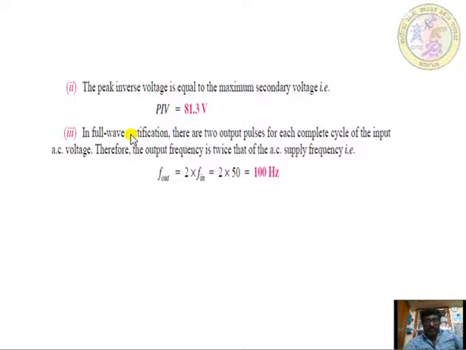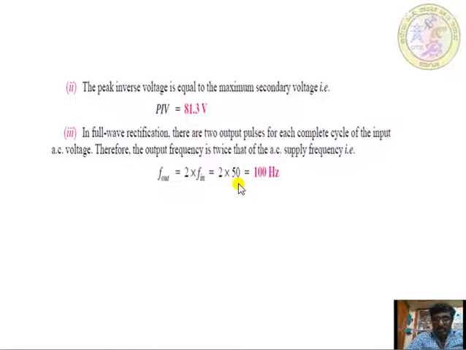In full wave rectification, there are two output pulses for each complete cycle of the input AC voltage. Therefore, the output frequency is twice that of the AC supply frequency, that is F0 is equal to 2 into Fin, that is 2 into 50, equal to 100 hertz.